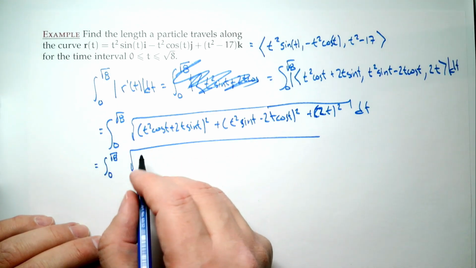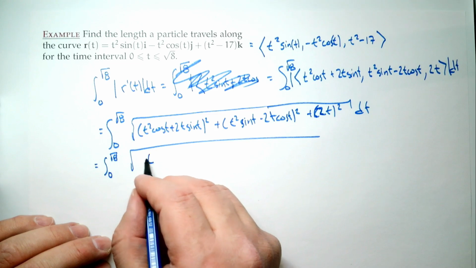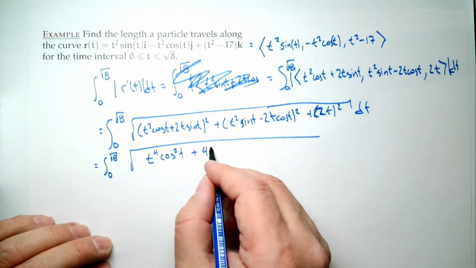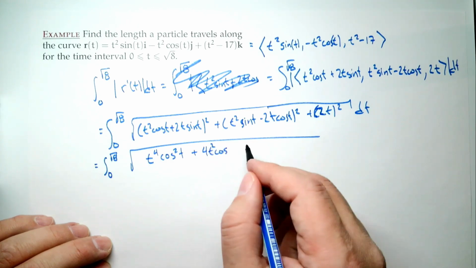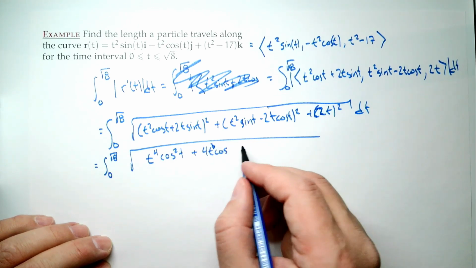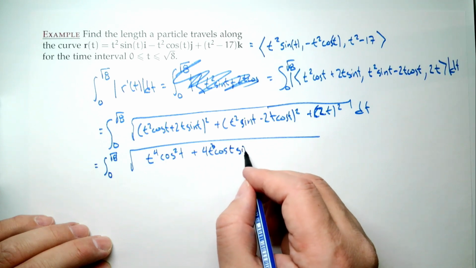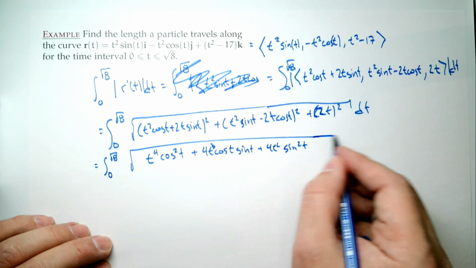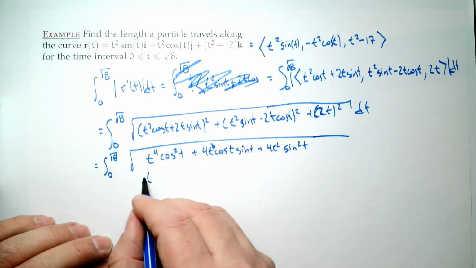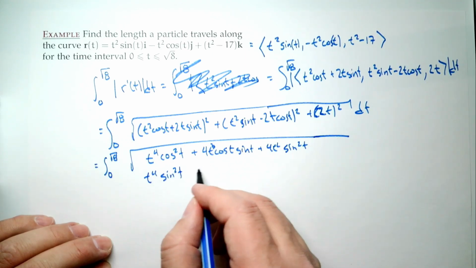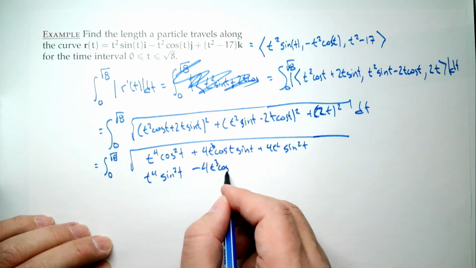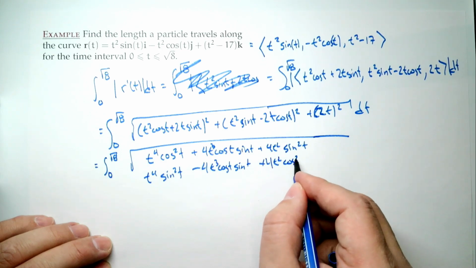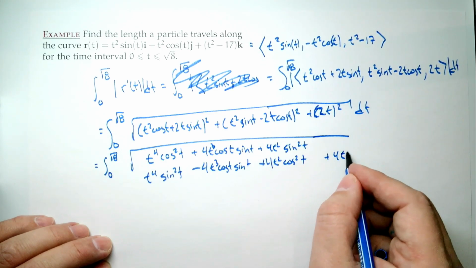So what do you do? You do your beautiful algebra. You square stuff. You get t to the fourth cosine squared t plus 4t cubed cosine t sine t plus 4t squared sine squared t. I'm running out of space, so on the next line underneath it, I'll write t to the fourth sine squared t minus 4t cubed cosine t sine t plus 4t squared cosine squared t, and then I have a 4t squared on the end.